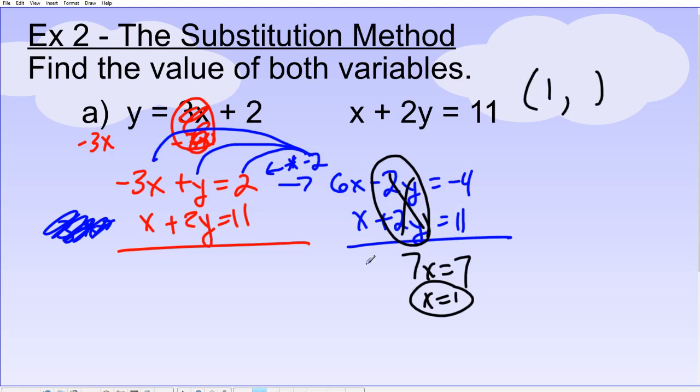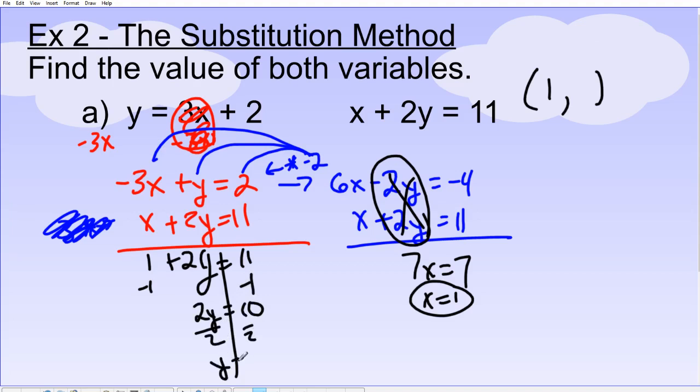So I'm going to take that 1 and plug it in. I can use either of these equations. I'm going to use this bottom one here since it's right there. 1 plus 2y equals 11. I subtract 1 on both sides. 2y equals 10. Divide by 2 and y equals 5. Boom. Answer.